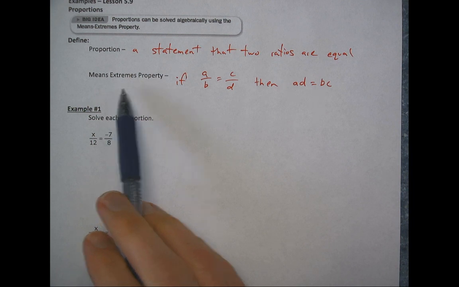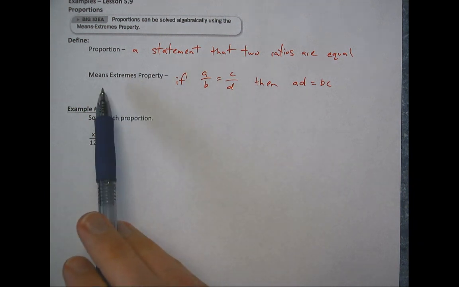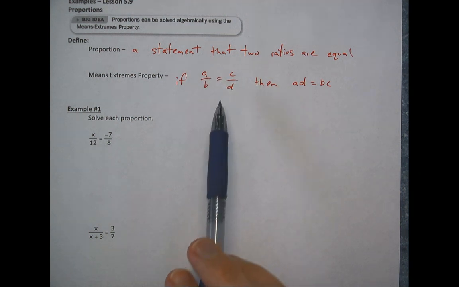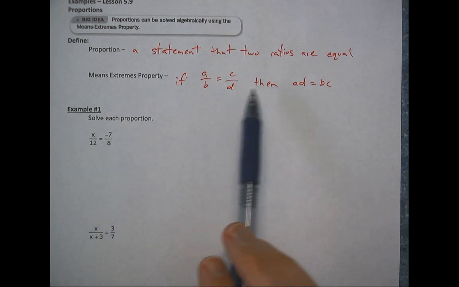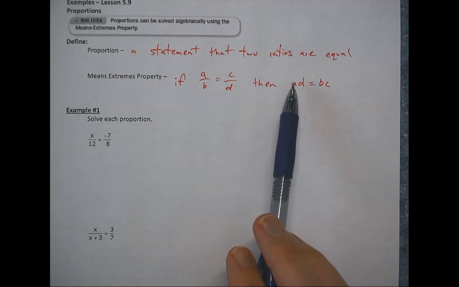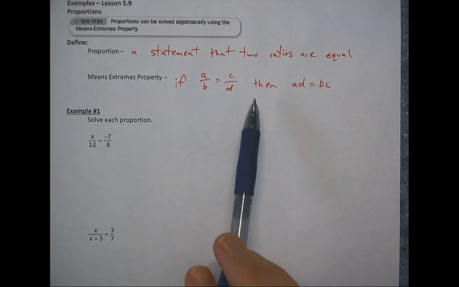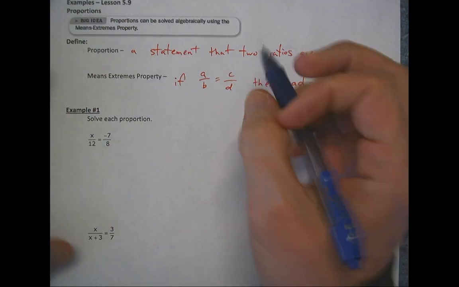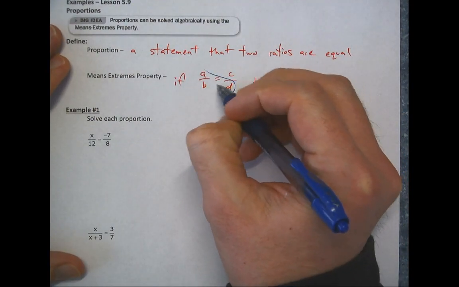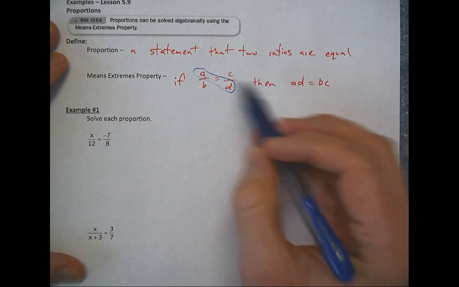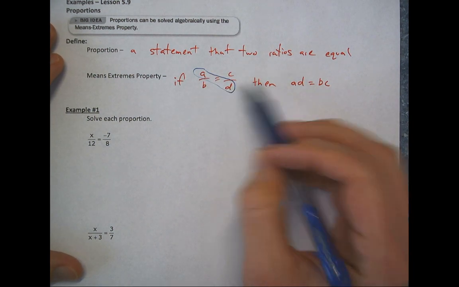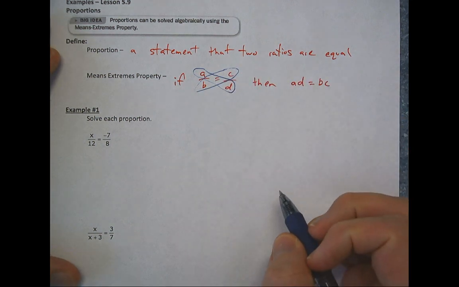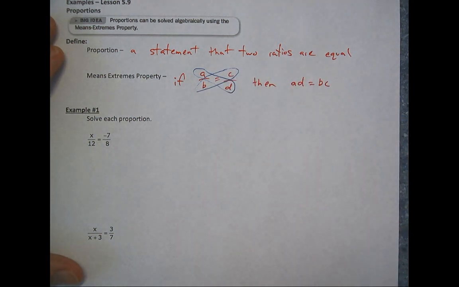And the main property that we're going to be using is called the means and extremes property. So if A over B equals C over D, which basically means if you have a proportion, then take a look at this. A times D equals B times C. So where does that come from in this initial setup? If you look, A and D are diagonal from each other. So this property says if you multiply those two positions, they're going to equal the same product you get when you multiply these two positions.